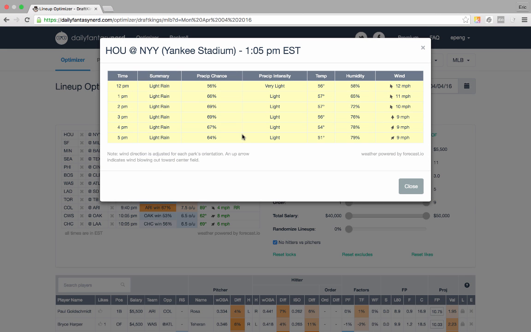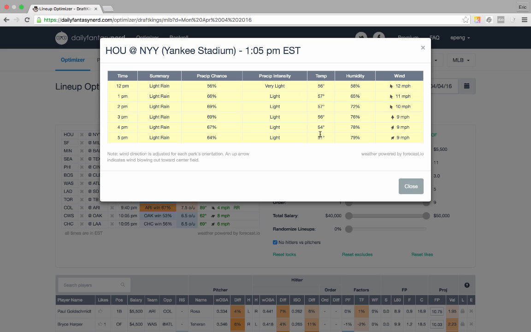You can click in to see what the rain percentage is throughout the game, from 1 hour before first pitch to 4 hours after. This is a way to see that maybe there's a high precipitation chance at the start, but then it's going to clear up. So they might just have a rain delay for an hour, and then there's a good chance that the game actually plays through. So this is a way of figuring that out.